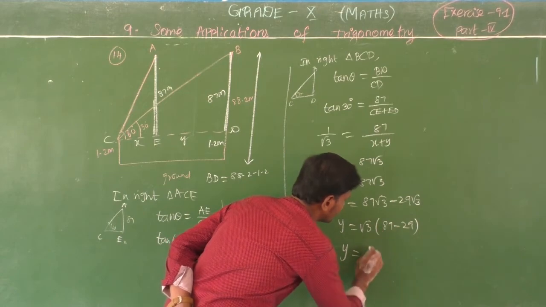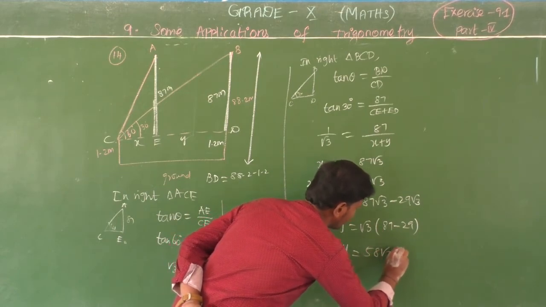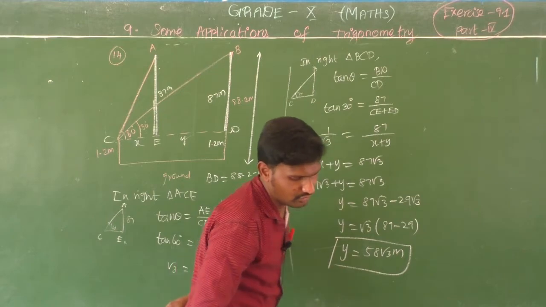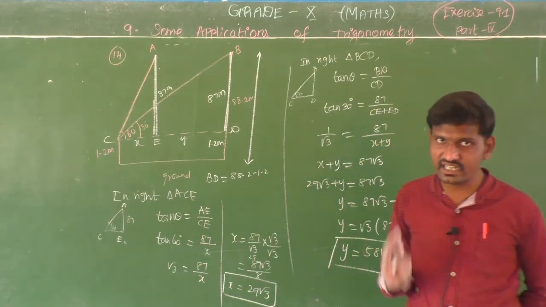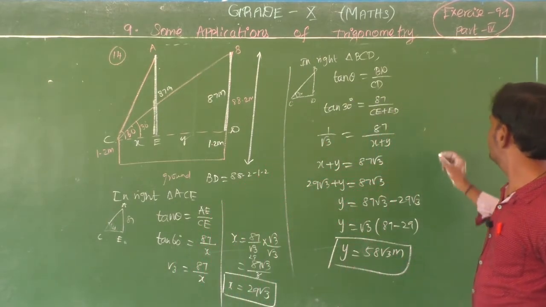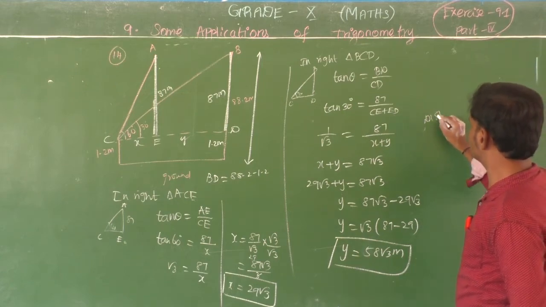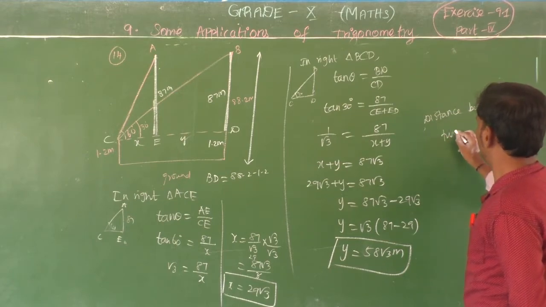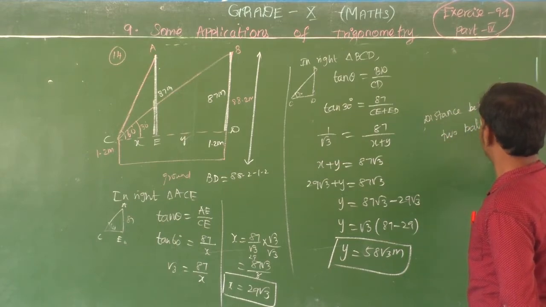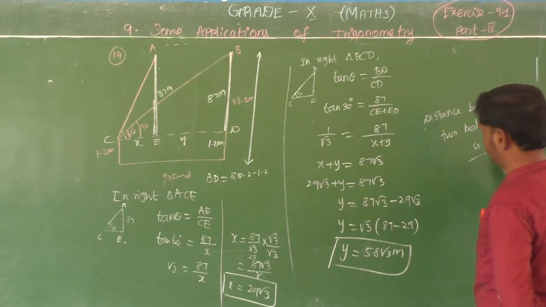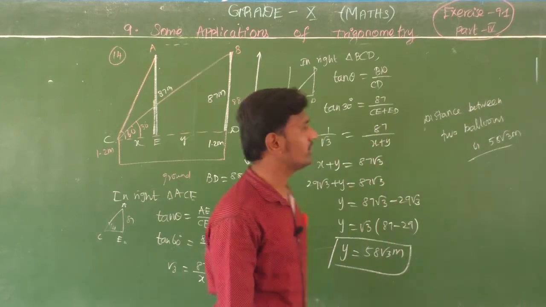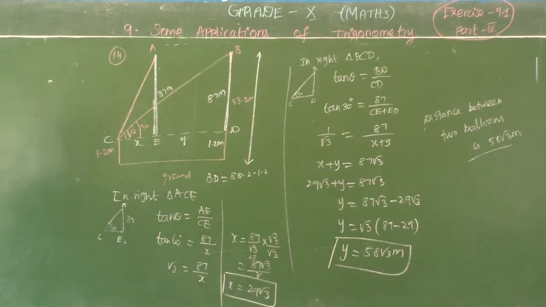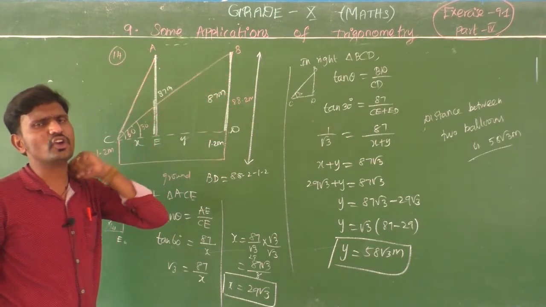Now root 3 into 58, that is, I am taking 58 root 3 meter. This is the value of Y. So the distance between the two balloons is 58 root 3 meter. Have you got it, children? Anybody having doubt in this? It is very simple only. If you want to join AB, join. It's not a problem.